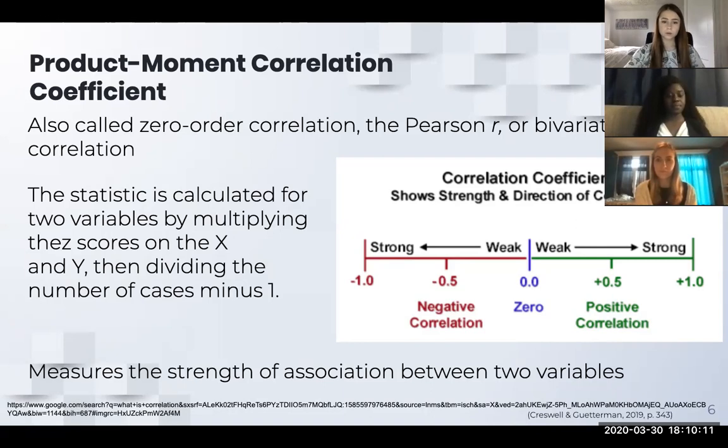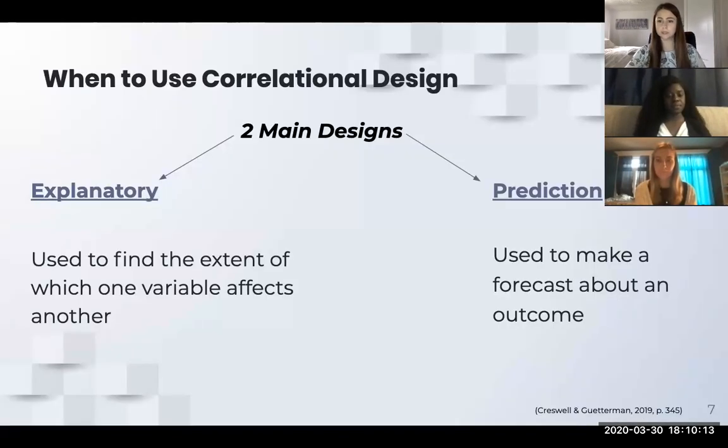So what we want to know is when to use correlational designs. There are 2 major categories, one being explanatory, when a researcher wants to find the extent to which one variable affects another, and prediction, when a researcher wants to make a forecast or a prediction about an outcome.